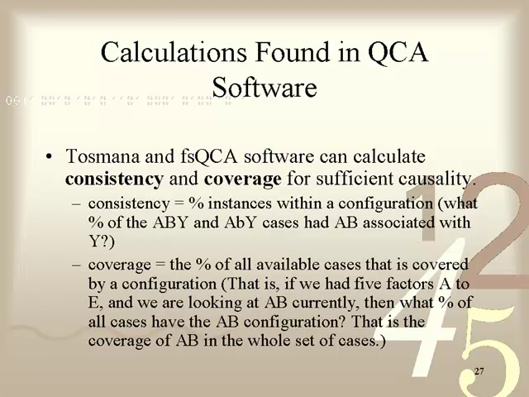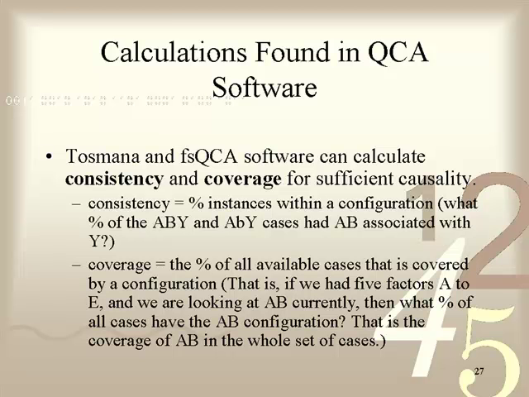Coverage, on the other hand, is a more overarching term. It's the percentage of all the available cases that are covered by a configuration. So that little configuration there has 100% consistency, 1.00, but it only covers 3% of the cases, so it's not very interesting. So we have there consistency and coverage for sufficient causality, and there's a separate definition of those two for necessary causality.